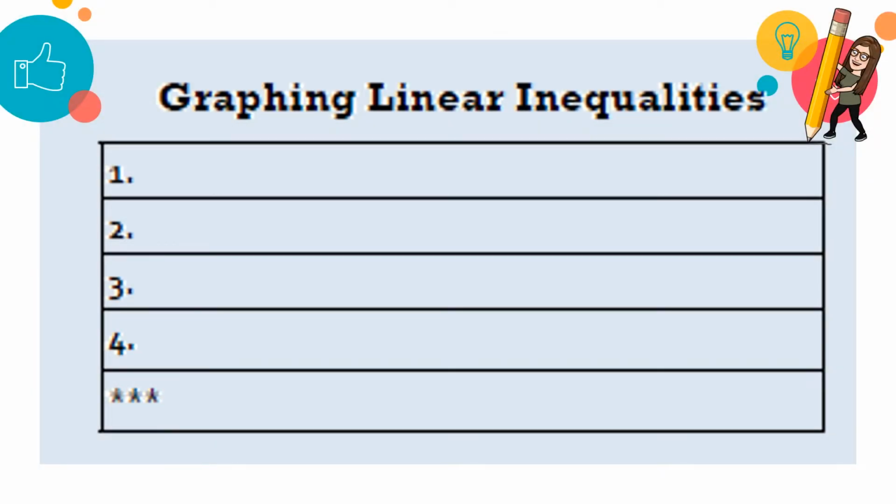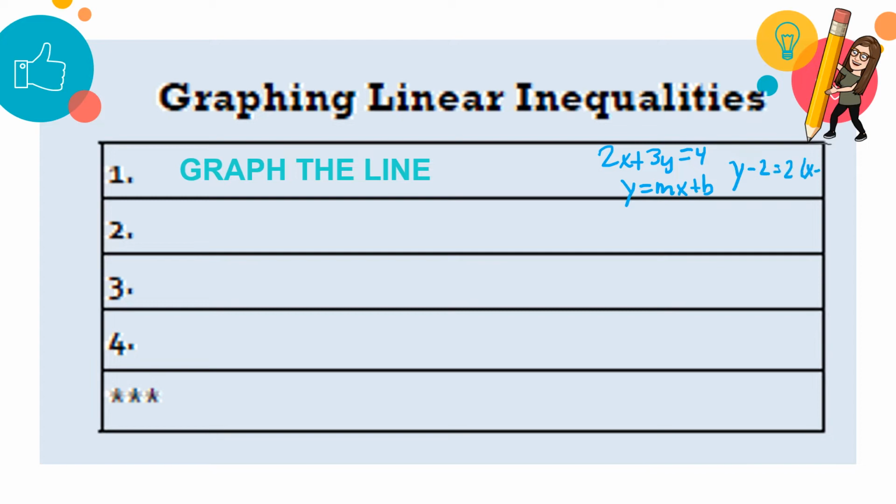All right, let's go through and identify some key steps for graphing linear inequalities. The first step, which is a review, is you need to graph the line. Now, if you need help with this topic, see the previous videos. That's what we've been working on the last few weeks. And keep in mind that that line can be in standard form, where you need to isolate y. It could look like it's already isolated in slope-intercept form. And it could also be in point-slope form.